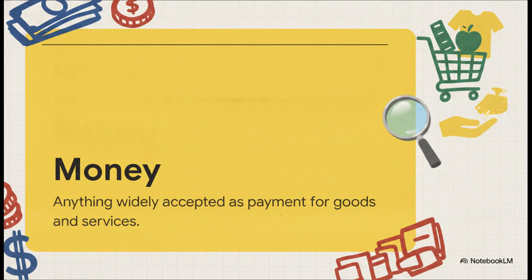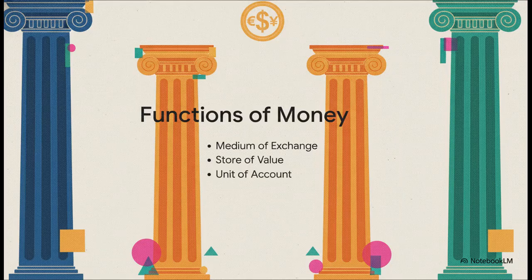The absolutely crucial takeaway here is that money isn't inherently valuable because of what it is. It's valuable purely because people accept it in exchange for things they actually want. And this widespread acceptance is what allows money to perform three very specific, essential functions in our everyday lives. Whenever you use money, you're relying on one of these three pillars.